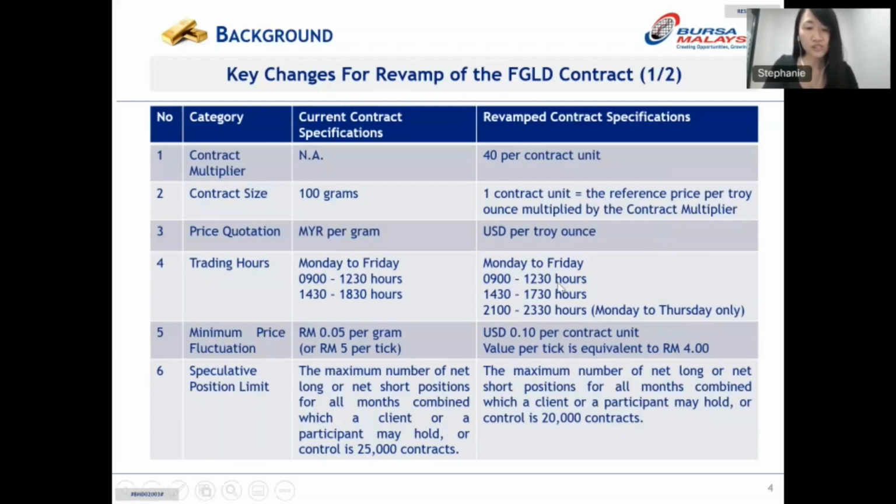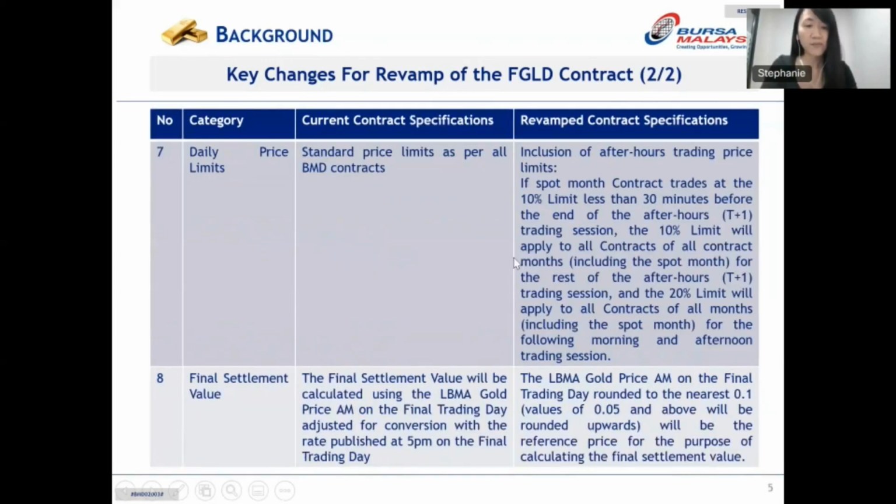The minimum price fluctuation for the FGLD is now USD 10 cents per contract unit. So with every tick movement of 10 cents USD, the fixed multiplier of 40 means that the value per tick movement is equivalent to 4 ringgit. The speculative position limit is reduced from 25,000 to 20,000. The daily price limit will be 10% plus another 10% to include the T+1 trading price limit.